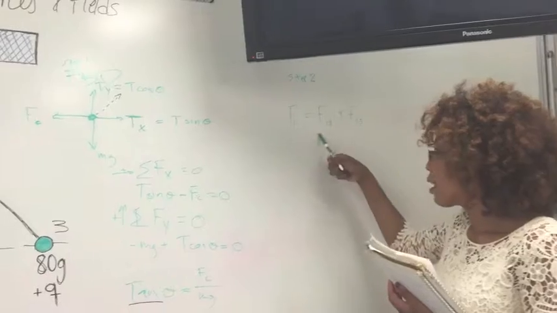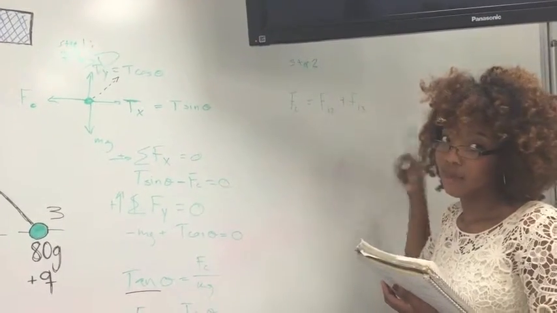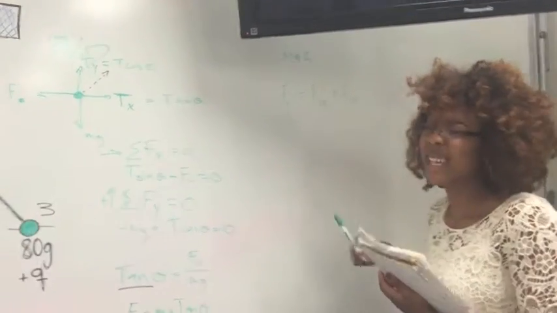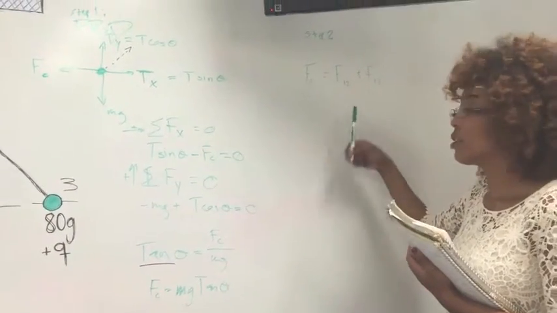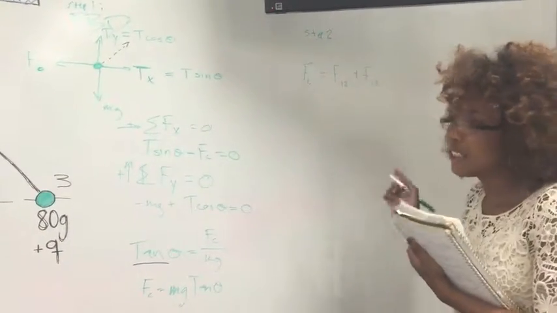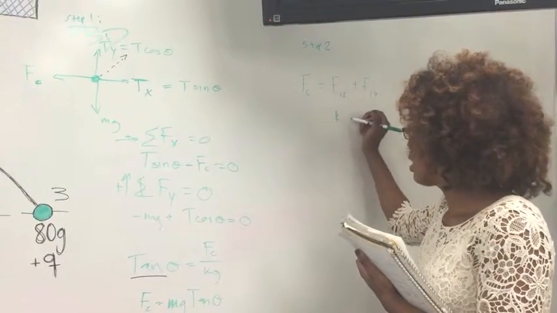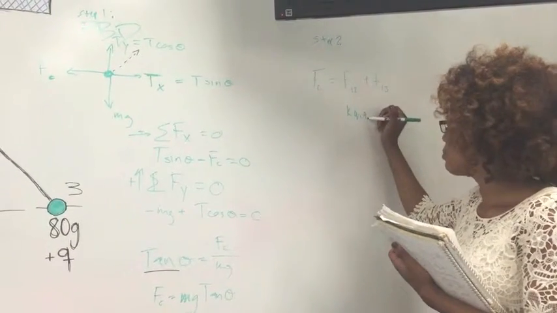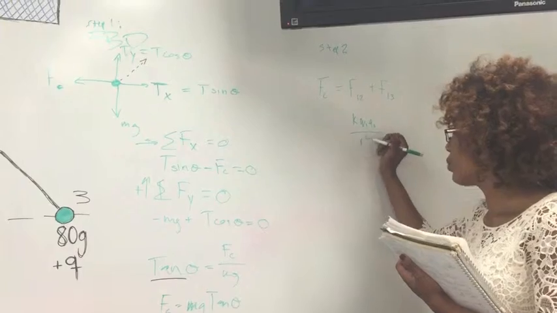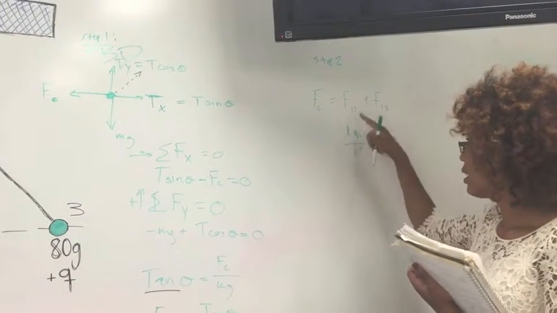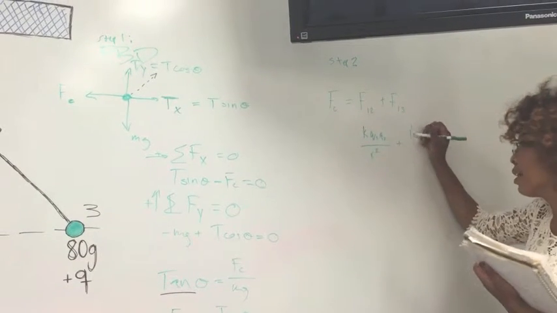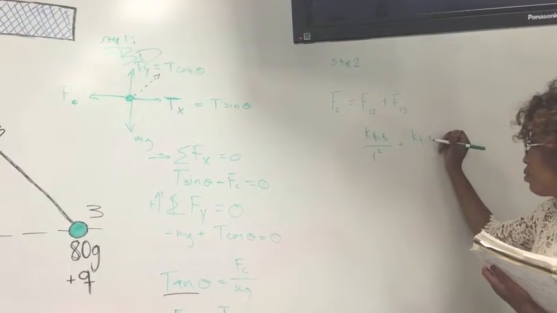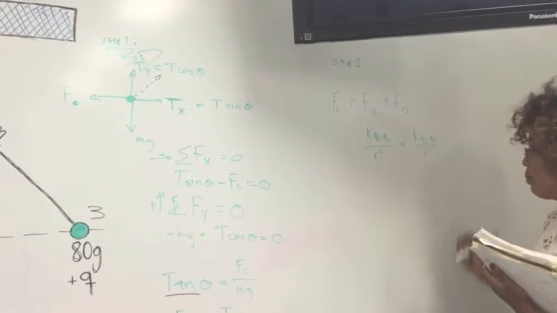Now, from our equations that we learned last class, we know what the force exerted from one charge onto another charge is. And that's really easy. It's K times Q1 times Q2 over R squared. So basically, this is the problem for this one, and we just add another one using 1 and 3. So K, Q1, Q3 over R squared.